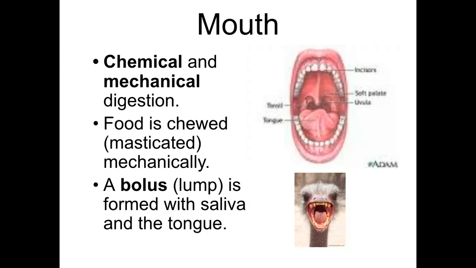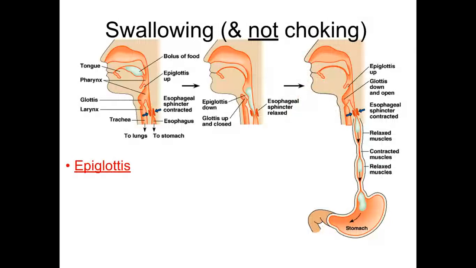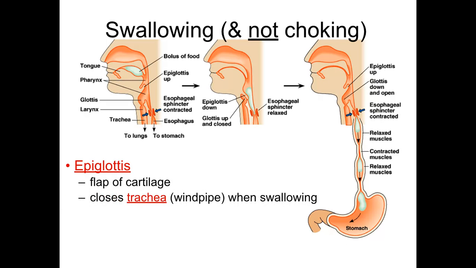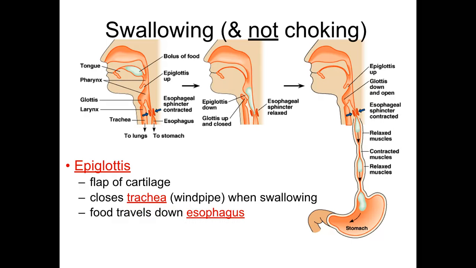And then the food lump is called a bolus. This is formed with saliva and the tongue. That's like the ball of food that you swallow. We call that a bolus. Again, you know this already. We have the epiglottis. We talked about this in the respiratory system. It closes the windpipe or the trachea so that food can travel down the esophagus.